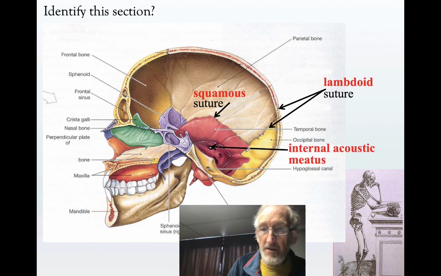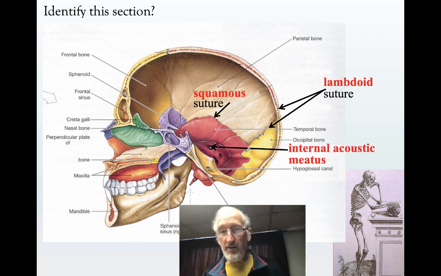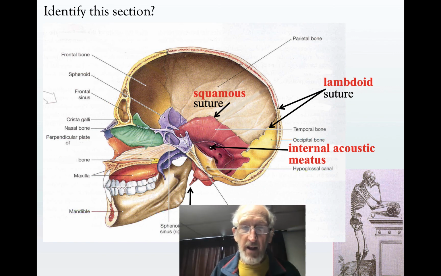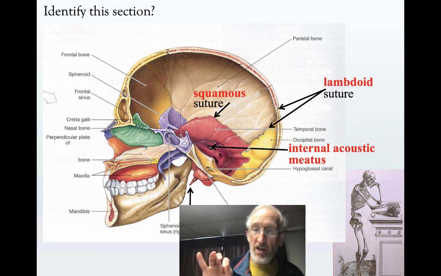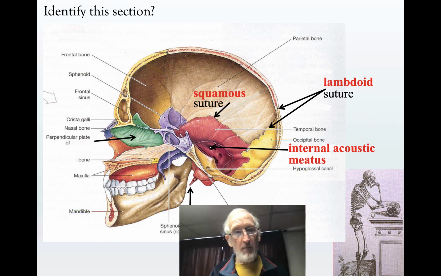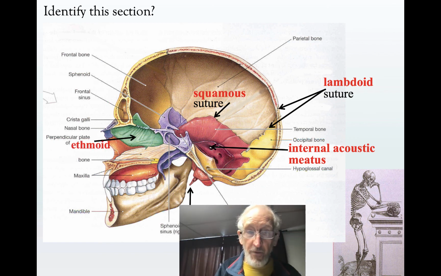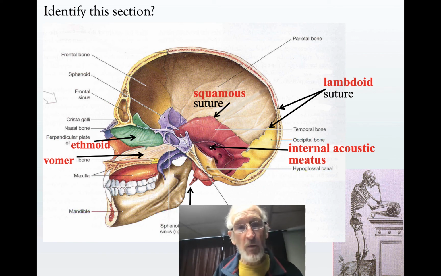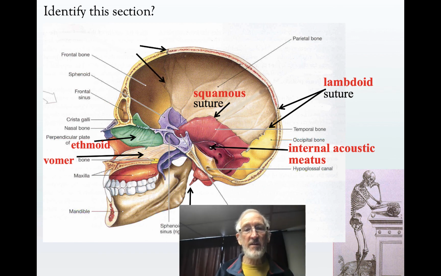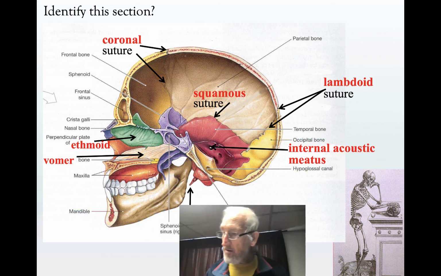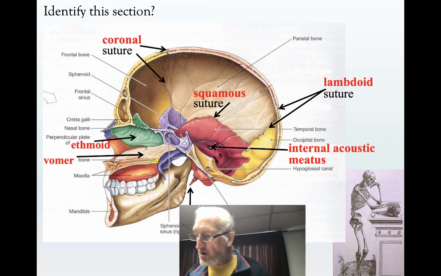And here you can see that internal acoustic meatus that we saw earlier. There is a styloid process, which again allows for attachment of muscle. There is the ethmoid. Here is the vomer. So there are two of the bones of the skull. There's another suture. That's in fact the coronal suture.